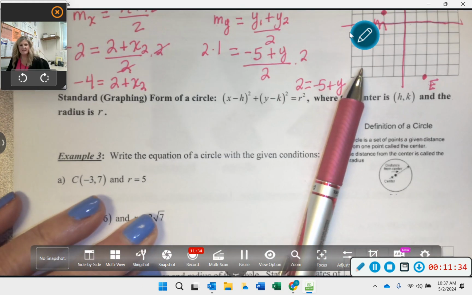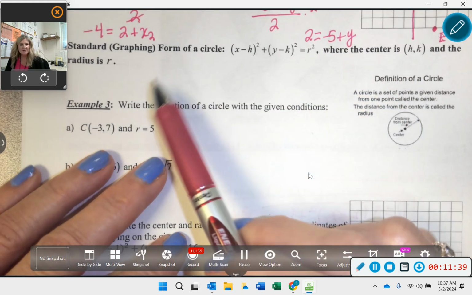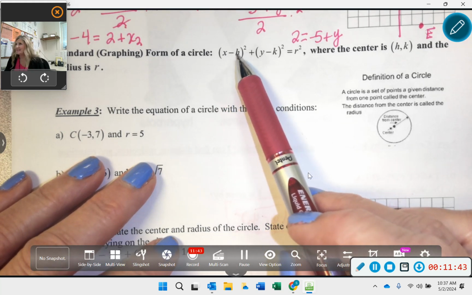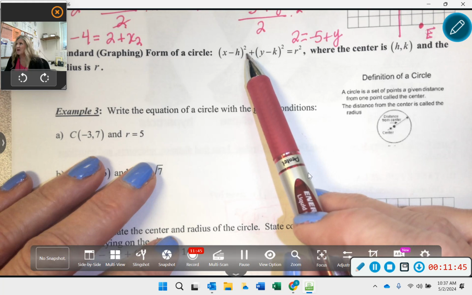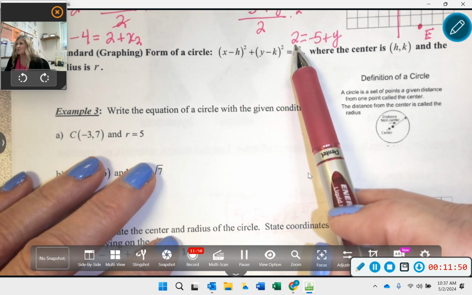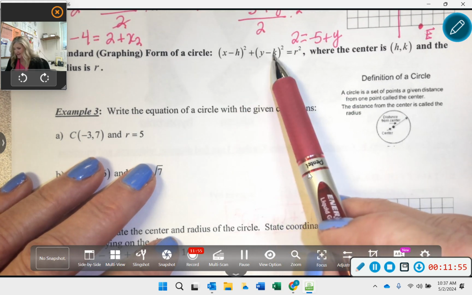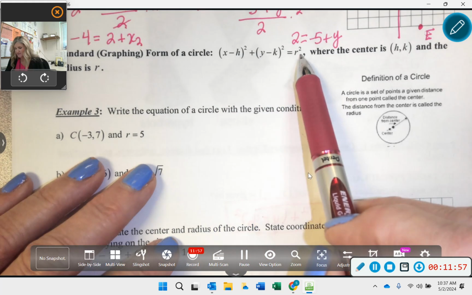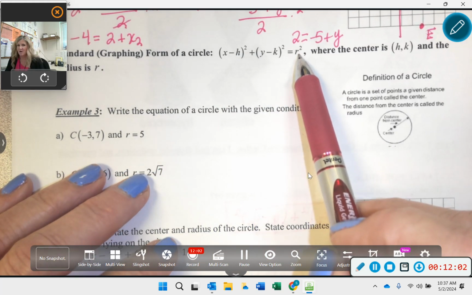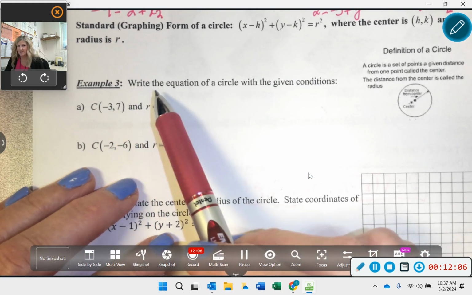All right, let's come down here now to circles, switching gears a little bit. The standard graphing form of a circle, which you should have learned last year, is x minus h quantity squared plus y minus k quantity squared is equal to r squared. The center is always going to be (h, k), and the radius is always going to be r. So we have to take the square root of this number to find out what r is.